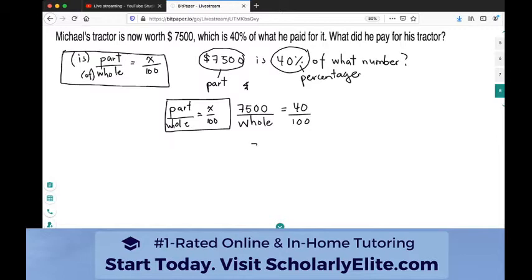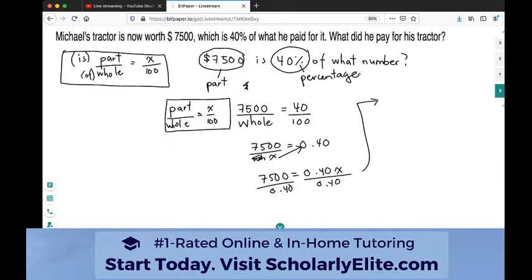And we're going to get this part first on the right. I'm going to turn whole into x there. So this is going to be 0.40 because 40 divided by 100 is 0.40. Then I'm going to move the x up to the other side algebraically. And I'm going to solve for x by dividing 0.4 off of both sides. And that's when I get x equals 7,500 divided by 0.4, which is going to be 18,750. So that's what his tractor was worth when he first bought it.